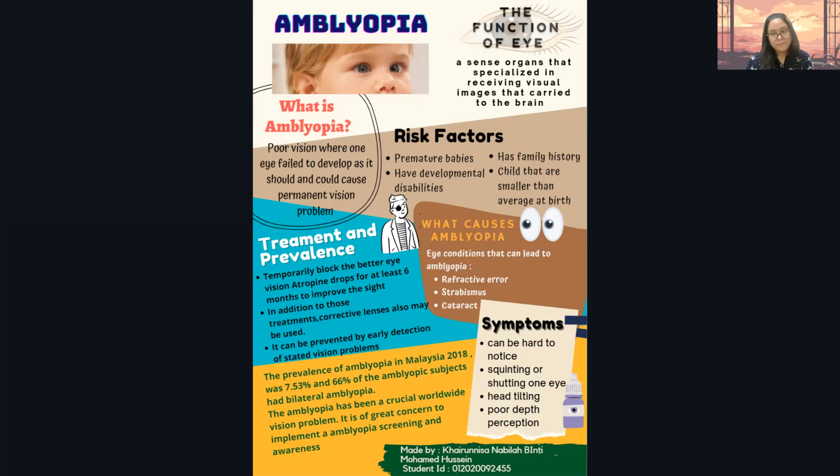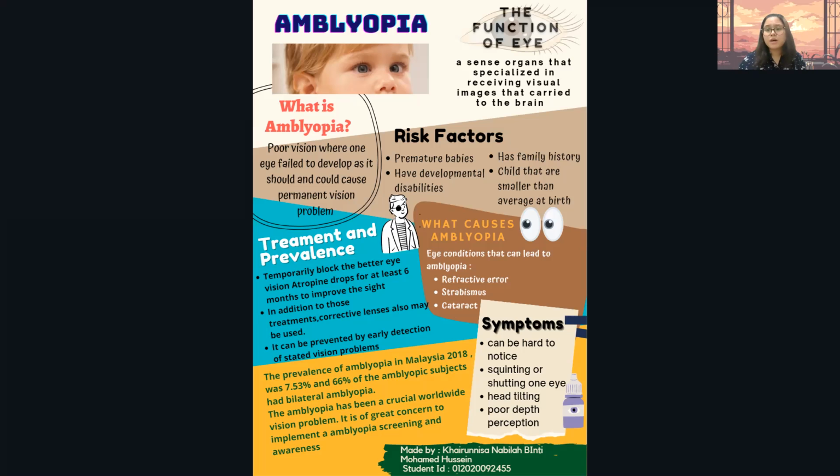So, what is amblyopia? Amblyopia is a poor vision where the eye fails to develop as it should. It is also called lazy eye, a disorder of sight in which the brain fails to process inputs from one eye and over time favors the other eye. So it results in decreased vision in the eye, which otherwise typically appears normal. As you can see from the picture, one appears normal and one eye is slightly inwards.